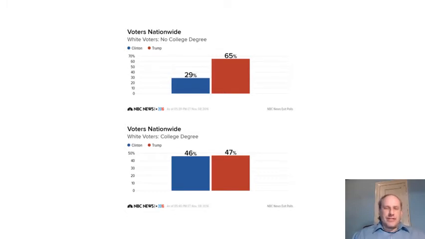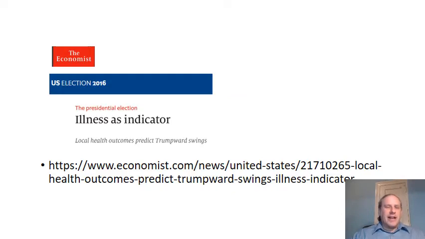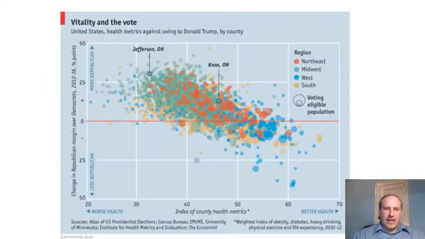But some other researchers said maybe there's something else going on, something that's often common to white voters with no college degree, but isn't actually about having less education. For example, the Economist did a whole study and they had an article called Illness as an Indicator. In this case, it was an indicator of how somebody was going to vote. I have the URL there for the article if you want to check it out. But here are some core numbers and graphs from it.